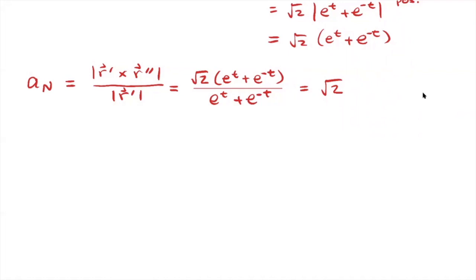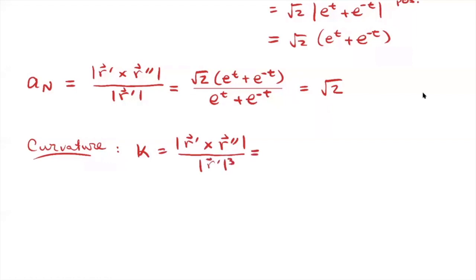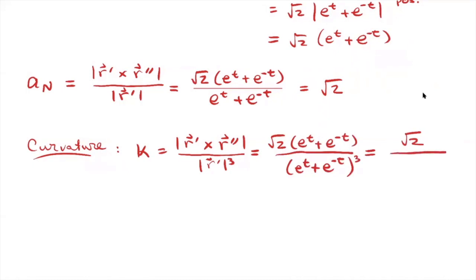And why not, while we're here, let's do the curvature, because it's so closely related. So the curvature, as a reminder, is kappa. If you're going to do one, you may as well do the other. Kappa is the magnitude of r prime cross r double prime over the magnitude of r prime to the third. So you can just do root 2 times e to the t plus e to the negative t over e to the t plus e to the negative t, that's to the third. So obviously this is root 2 over e to the t plus e to the negative t squared. So that's the curvature. You just have to put the time in and you can measure how sharp the turn is.